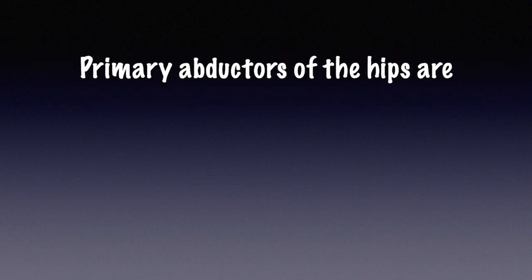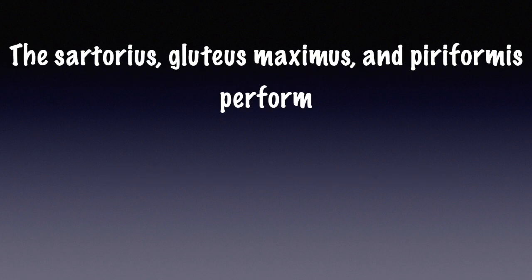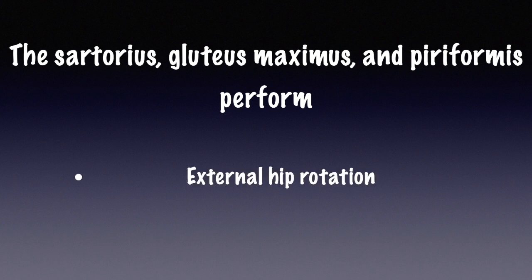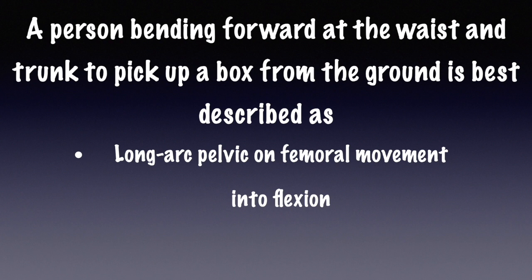Primary abductors of the hips are the TFL, gluteus medius, and gluteus minimus. The sartorius, gluteus maximus, and piriformis perform external hip rotation. A person bending forward at the waist and trunk to pick up a box from the ground is best described as long arc pelvic on femoral movement into flexion.